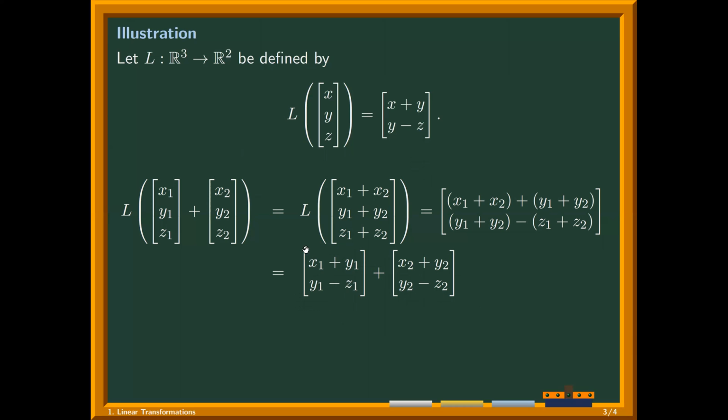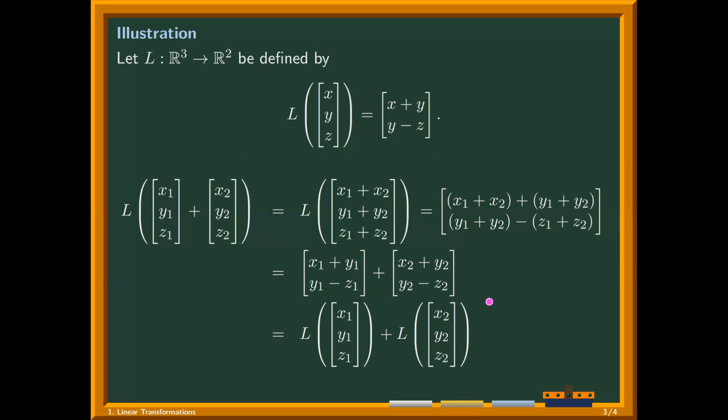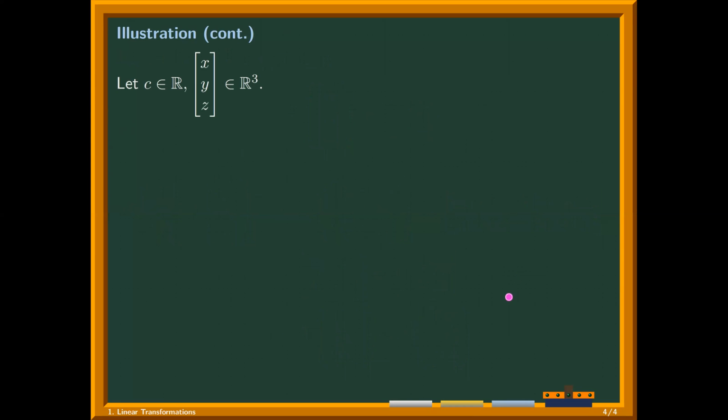But observe that this 2-vector is of this form with x equal to x1, y equals y1, z equals z1. And similarly, this 2-vector is of this form with x equal to x2, y equals y2, z equals z2. So the definition of L allows us to write each term as L of (x1, y1, z1) for this one, and L of (x2, y2, z2) for this one. So we see that the first condition in the definition of a linear transformation is satisfied. Now let's check if the second condition is satisfied, and that is the condition with respect to scalar multiplication.